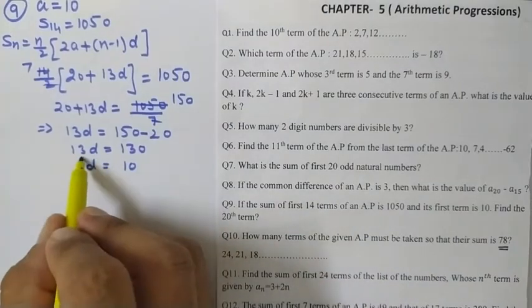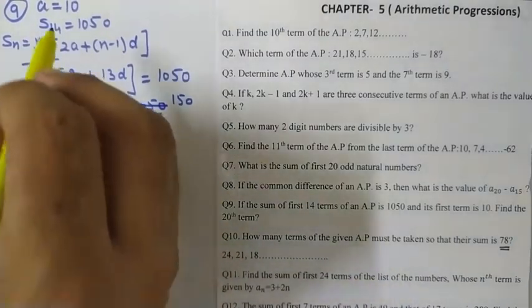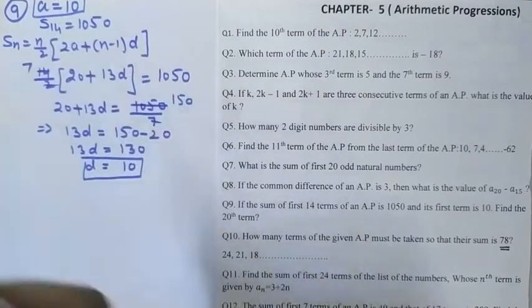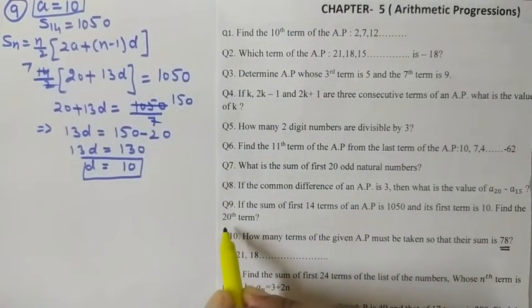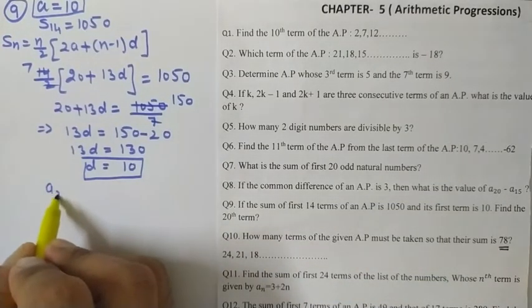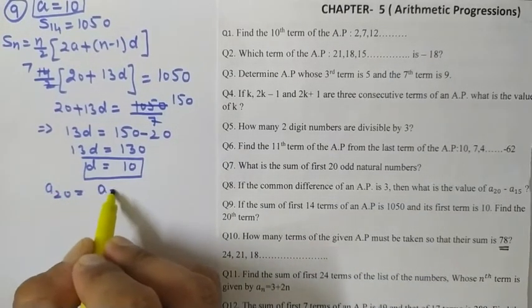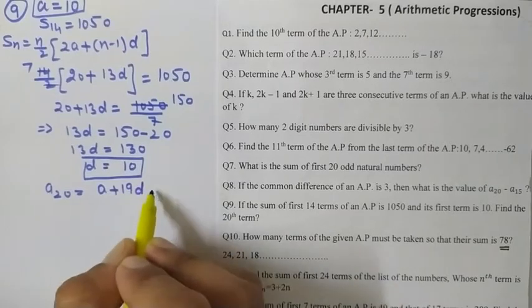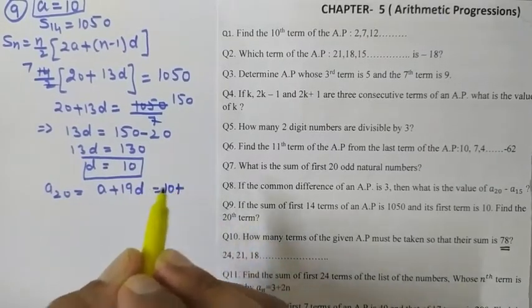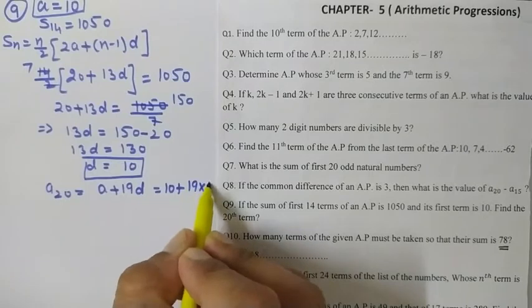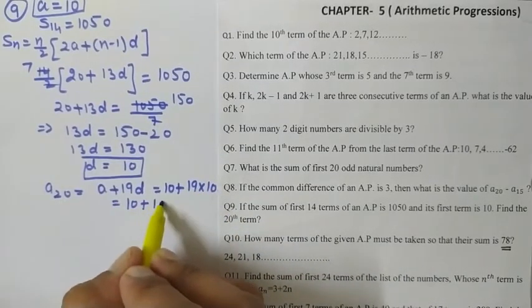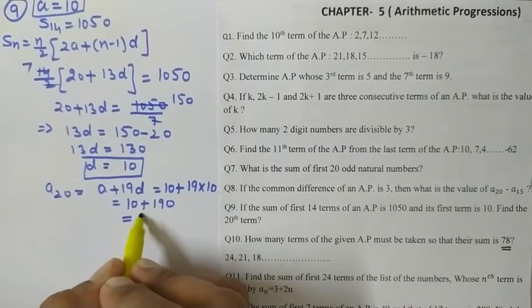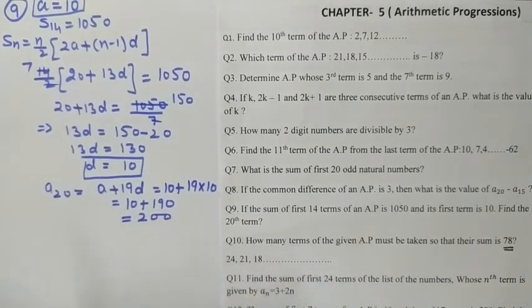So now we have the common difference 10, and the first term is 10 also. In the 9th question, we need to find the 20th term. So it means we need to find a20, that is a plus 19d. So a is 10 plus 19 into d. d is also 10. So what will this be? 10 plus 19 tens are 190, so this is 200. So the 20th term of this AP is 200.